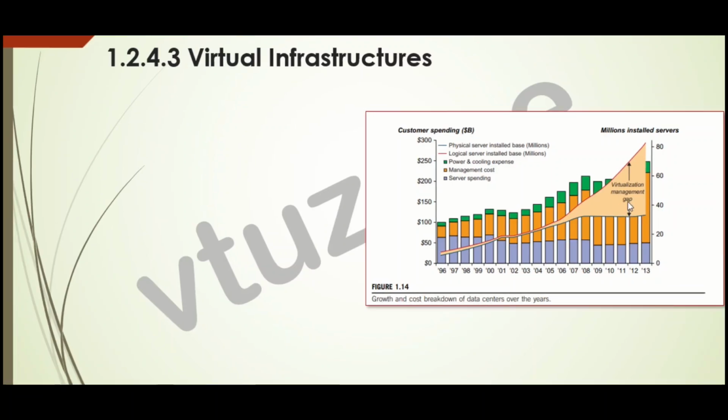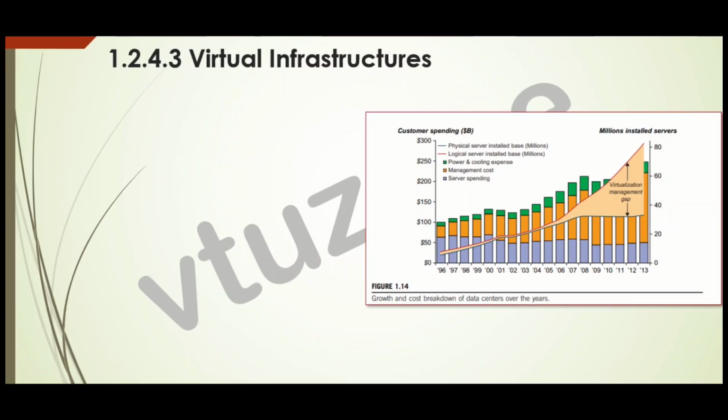This shaded area shows the difference between the number of physical and logical servers, highlighting the impact of virtualization in improving efficiency. Before 2005, companies had to buy more physical servers to handle more work. Then after 2005, virtualization allowed them to increase the computing power without buying new physical servers, reducing costs and improving efficiency.